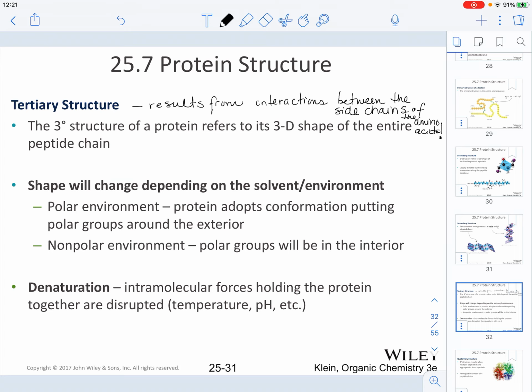Now, if you have a polar environment, the protein is going to adopt a conformation that puts the polar groups on the exterior. If you have a non-polar environment, the polar groups are going to be in the interior. But for the most part, most of the time our proteins are living in a polar environment, because remember that in the body, the most common solvent is water.